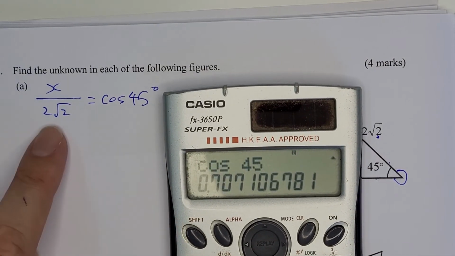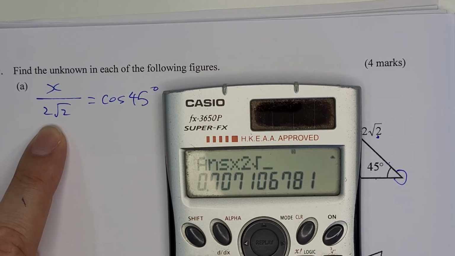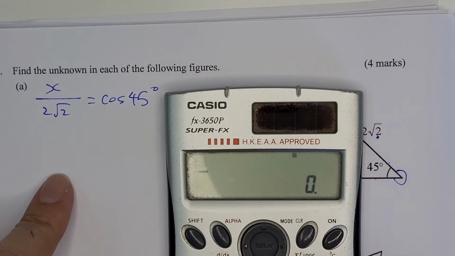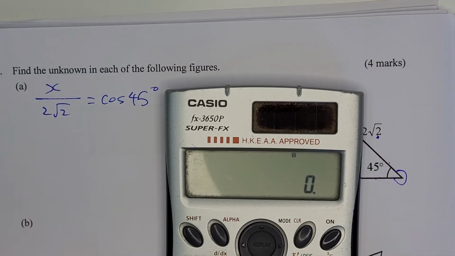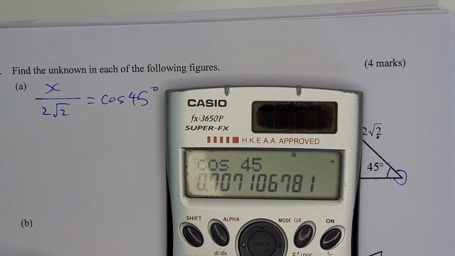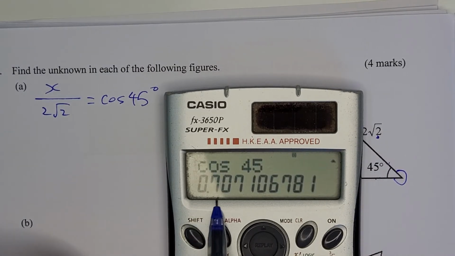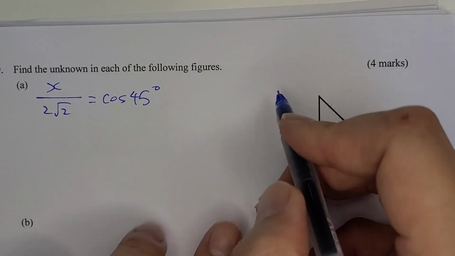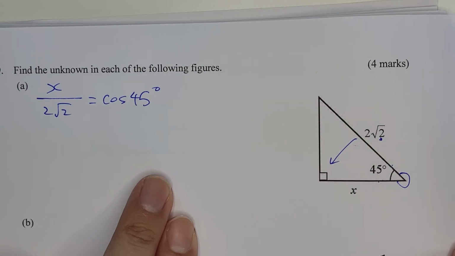Then some of you may think, okay, then I multiply 2 times root 2. Luckily, you get 2. Okay, so x is equal to 2. But there's a little bit thing I would like to discuss to all of you. When you press cosine 45 degree, there's a long decimals. But actually, it can be a surd form. It's a surd of some number, the square root of some number. How to get cosine 45 in surd form?